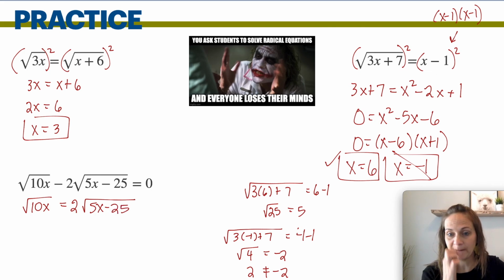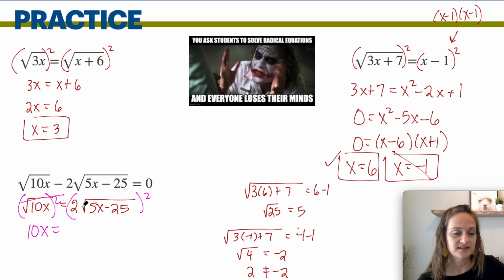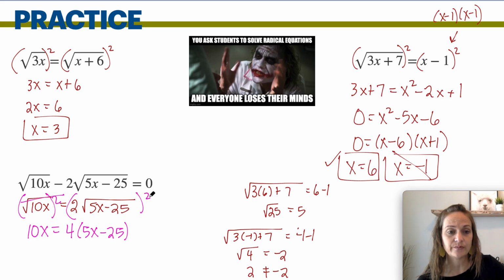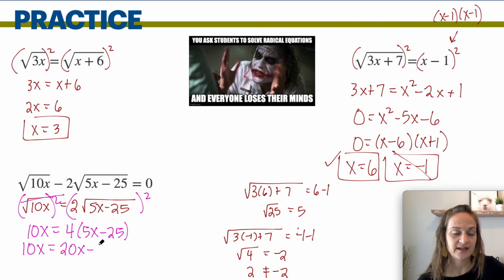Now I'm going to square both sides. Don't forget, everything on the right has to be squared, the 2 and the square root. That cancels, leaving you 10x. This actually leaves you with 4 times what's under the radical. So the square root and square cancel, but this square still has to make that 2 become a 4. So 10x equals 20x minus 100. Subtract 20x, you get negative 10x equals negative 100. And so x equals 10.